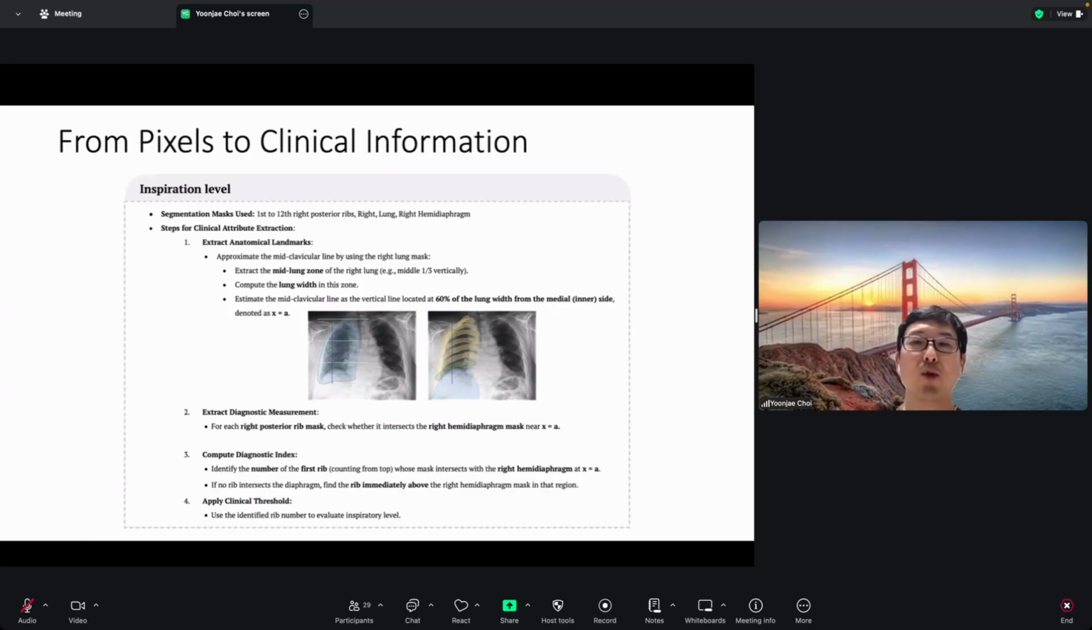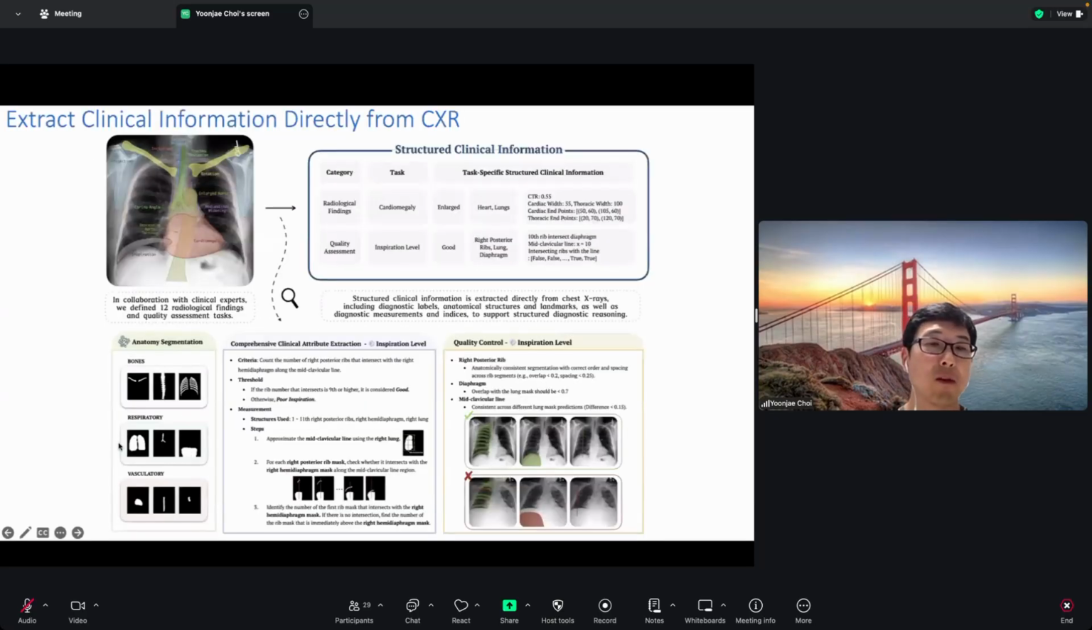So you can calculate this based on these maps, because you have the diaphragm, and you have the ribs numbered 1, 2, 3, 4, 5, all the way to 11 or 12. So you can actually calculate this with pixel-level information.